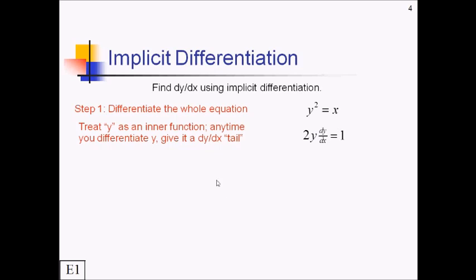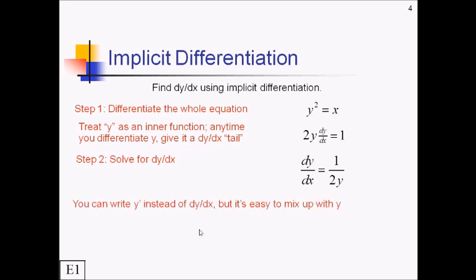Next, since we're looking for the derivative of y, dy dx, we're just going to isolate dy dx. So that's just going to be 1 over 2y. Now the nice thing about this method is that even when it's impossible to get y by itself, we're going to find that we have a much easier time getting dy dx by itself.